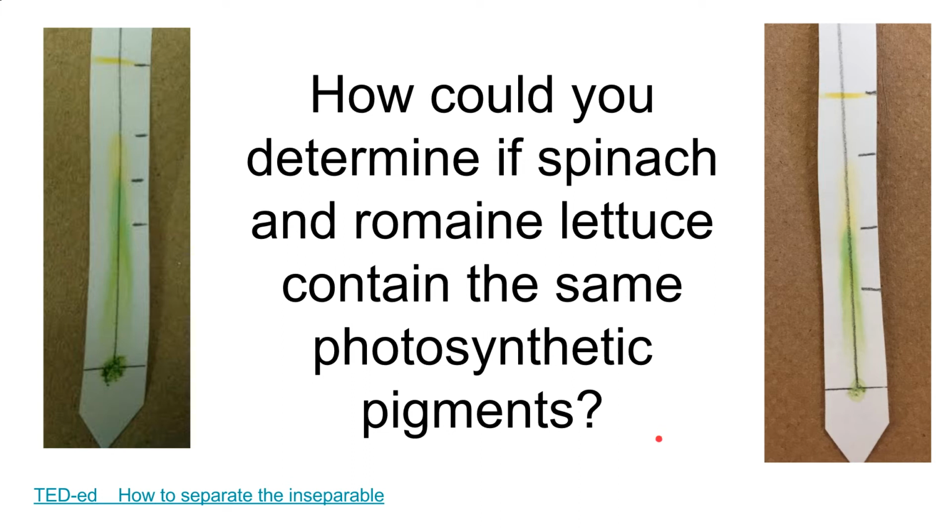through the paper. Now, if you had an unknown leaf and you smashed it up and compared it to a known leaf and they had the same RF values, you could say that they possibly had the same photosynthetic pigments. So this is actually very similar to what we do with gel electrophoresis.